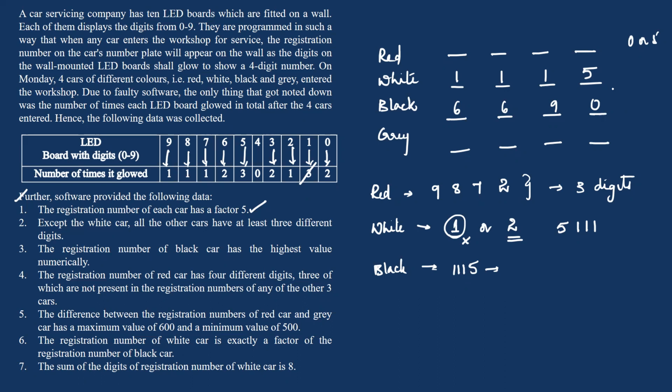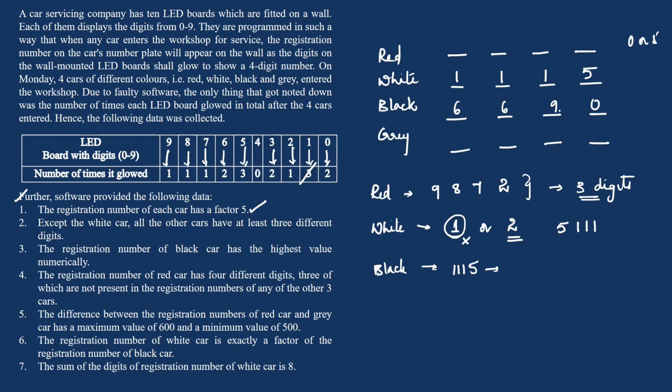7805. Now let's see. The reason being, the red car should have exactly 3 digits out of these 4: 9, 8, 7, and 2. Okay, so if black car has 7805, 2 of those digits are being used in the registration number of black car, which is not possible. So this cannot be 7805. So 1115 into 7 is ruled out.